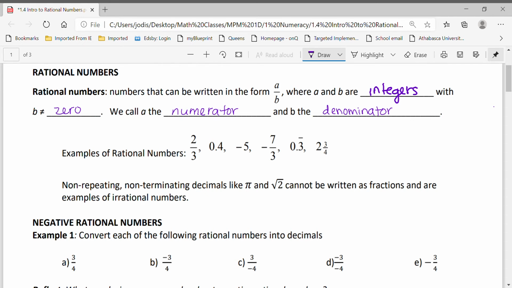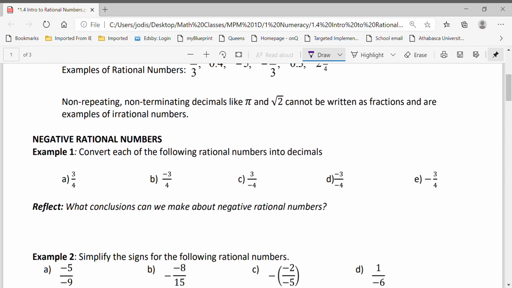Okay, so some examples of rational numbers: 2 over 3, 0.4, -5, -7 over 3, 0.3 repeating. That's what that little hat on it means, right? This is repeating. Or like 2 3/4. Anything that is non-repeating or non-terminating, so like never-ending decimal, like pi or square root of 2, can't be written as fractions. And if something can't be written as a fraction, then it would be an example of an irrational number, so not a rational number, and we wouldn't be talking about them.